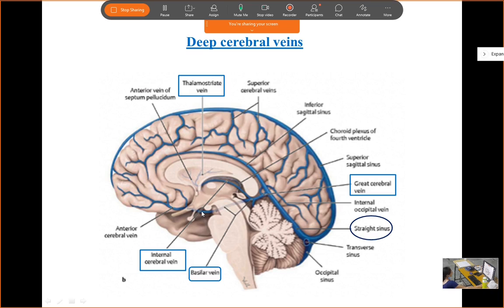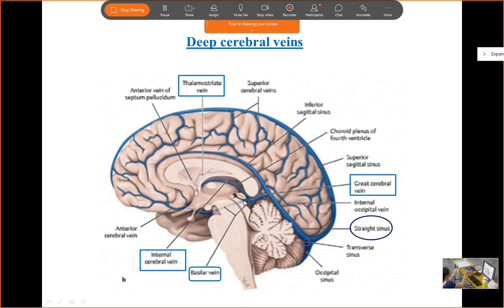Now here you can see the basal vein. They are of two sides also. Here they have cut it. So on that side they are showing only the right side. The left sided basal vein is not shown. The right sided basal vein, you can see that it is going behind the brainstem.